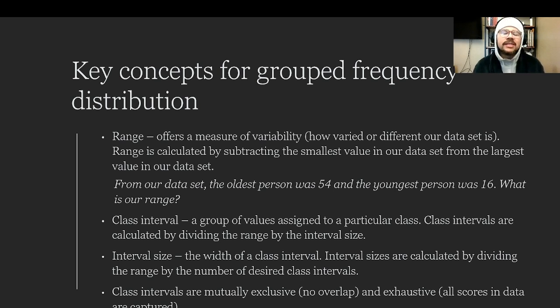They also have to be exhaustive. And what that means is that all scores that you have in your data set need to be represented in your group frequency distribution. In a couple slides here, I'm going to show you an example of having transformed that survey data into a group frequency distribution. And I'll reiterate these points about being mutually exclusive and exhaustive. But just keep those ideas in mind, right? No overlap, and all scores have to be contained.